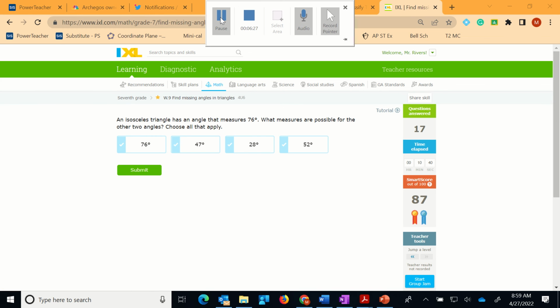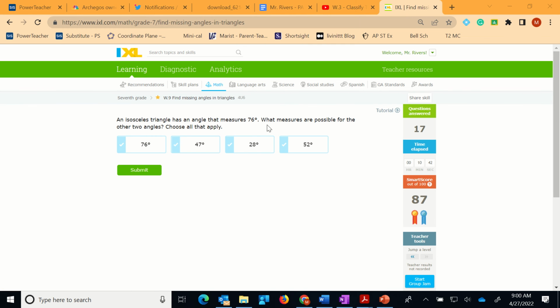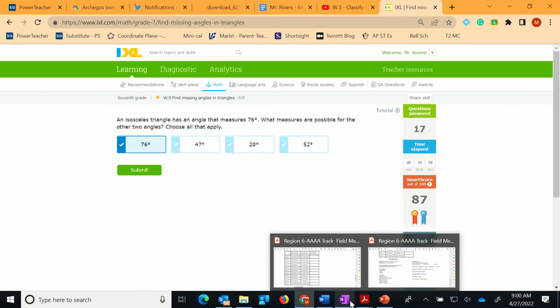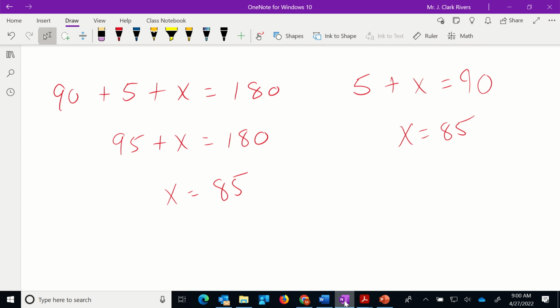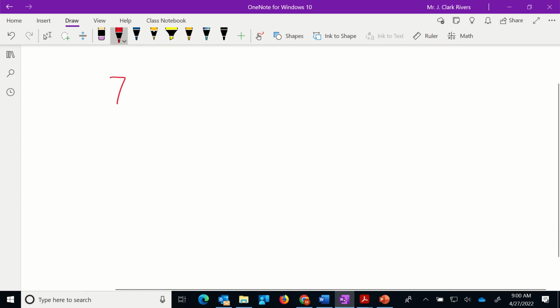Oh, this is different. An isosceles triangle has an angle that measures 76. What measures are possible for the other two angles? Choose all that apply. Okay, well, if it's isosceles, two of the angles are going to be congruent, so 76 and 76. The other option would be this. So we know one of the angles is 76, and then the other two might be congruent.